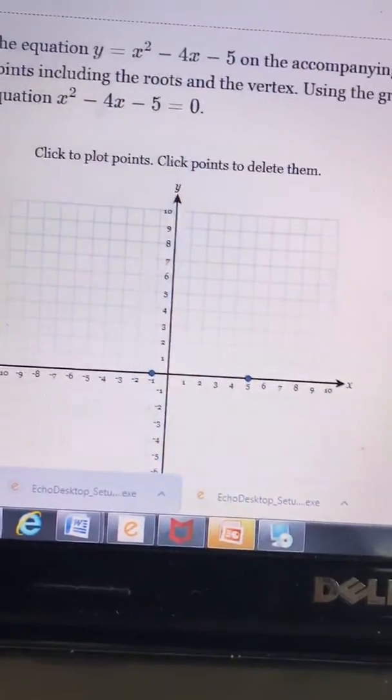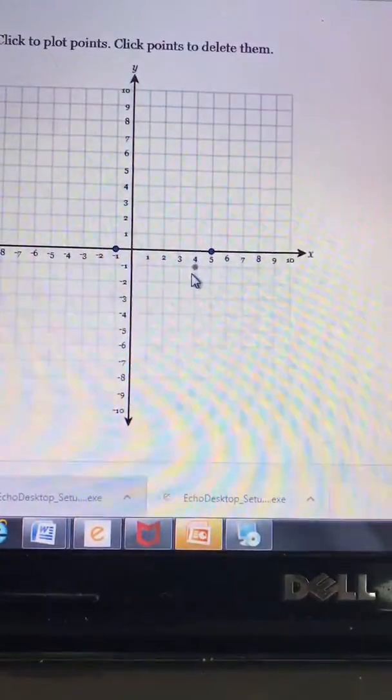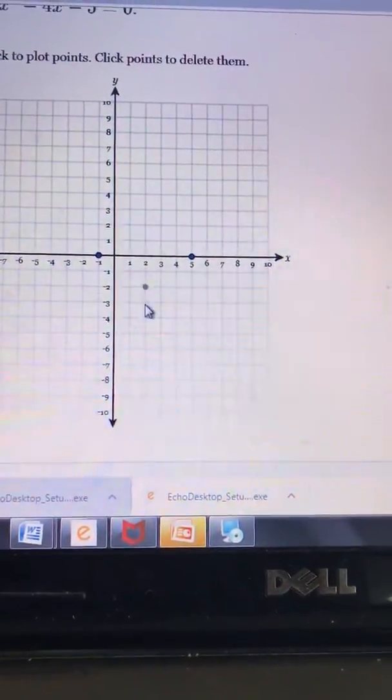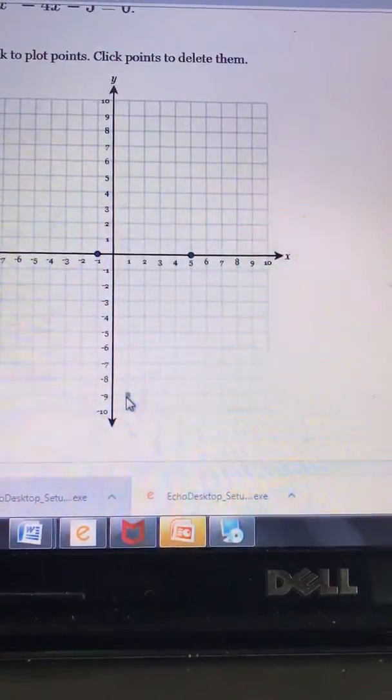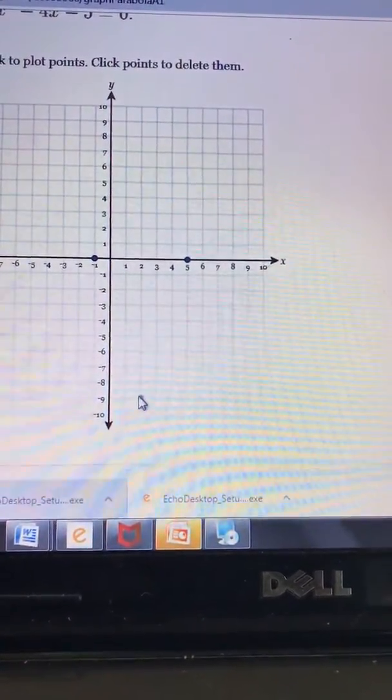So I'm going to go to 2 and go to negative 9. I already knew that this was going upward and not downward because our a was positive 1. So 2 all the way to negative 9. I'm at 1. Go over 1. All right, just double check, make sure you're graphing. And you know it's always going to be symmetric.